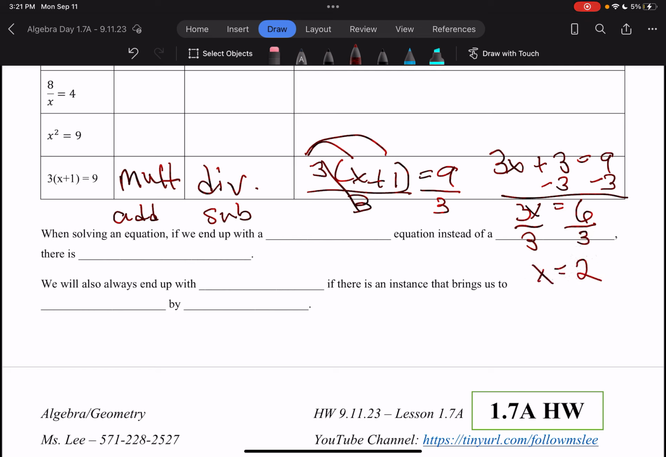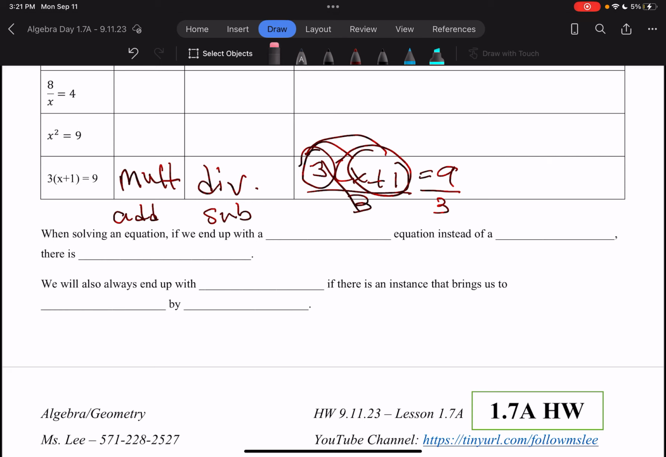So you can do those either way. You can distribute first or divide first because this is multiplying this times this whole thing. You can go ahead and do that division of the 3 first if you like. It might save you a little bit of time.